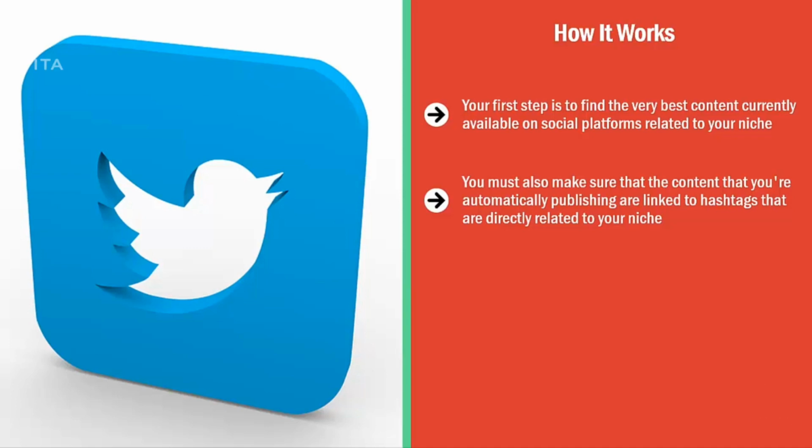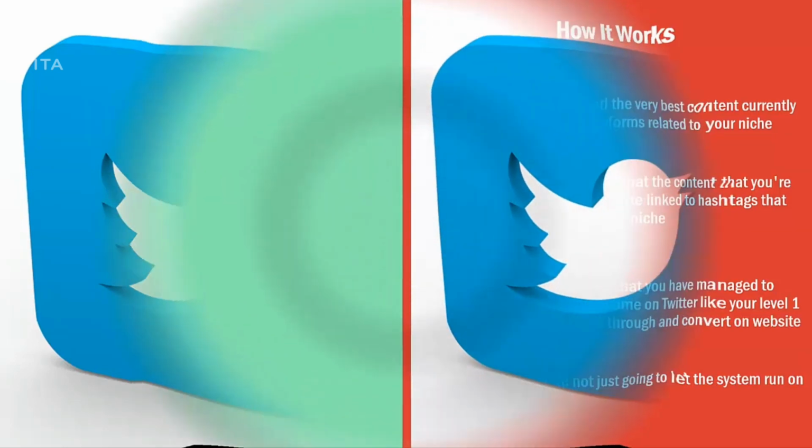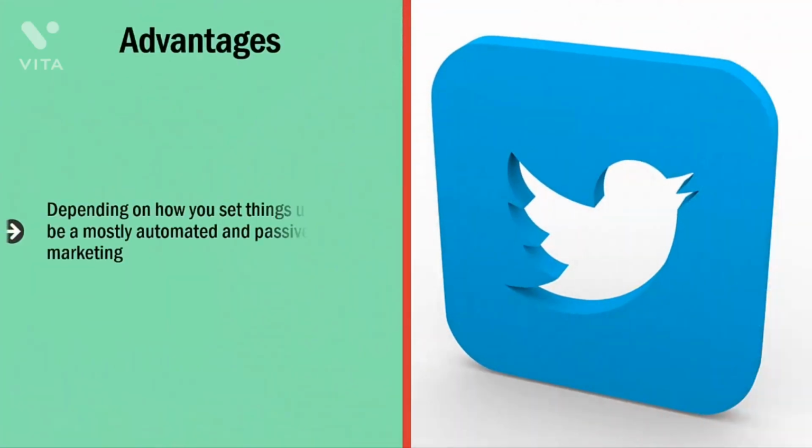This way, when followers that you have managed to attract throughout your time on Twitter like your Level 1 content, they can click through and convert on your website. Also, people who are exposed to your content, thanks to your hashtag targeting, can like your third-party content so much that they follow you. Of course, you're not just going to let the system run on autopilot. You're also going to manually follow accounts that follow your competitors. Advantages. Depending on how you set things up, this can be a mostly automated and passive form of marketing.